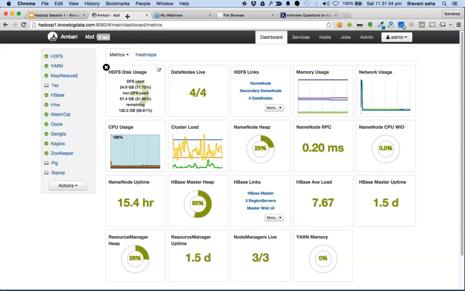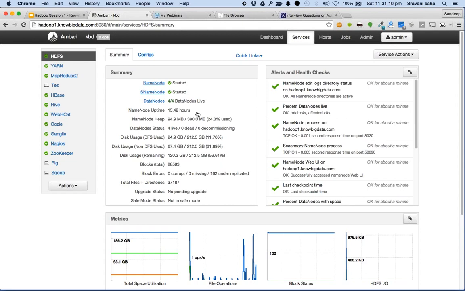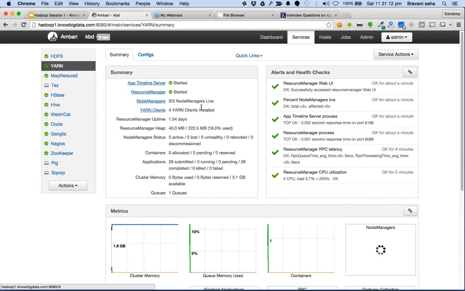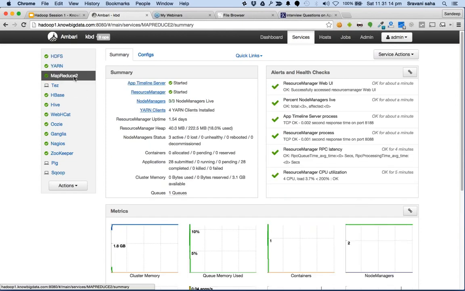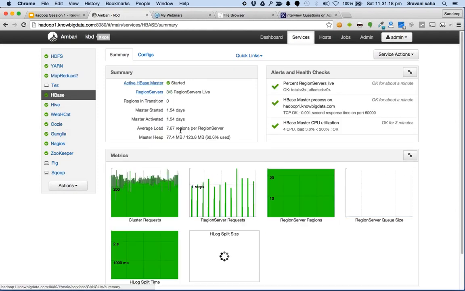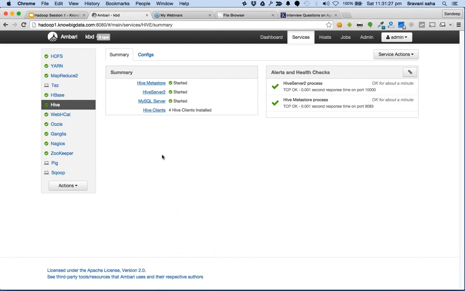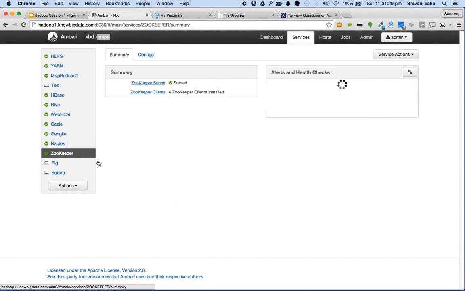Okay, now you can have a look at here. You have got HDFS. HDFS is running on these 4 nodes, you can see. We have got YARN, which is running very well. We have got MapReduce, which is running 4 clients. We've got HBase, and these are the statistics. All right. So these are the various tools that are running right now on our cluster.